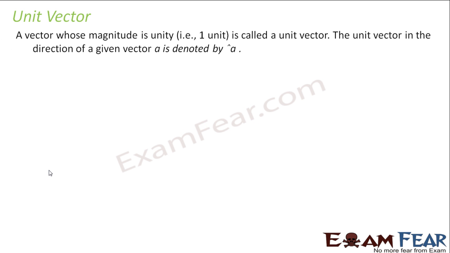Unit vector. A vector whose magnitude is 1 is called a unit vector, and it will have some direction. That guy is called a unit vector.